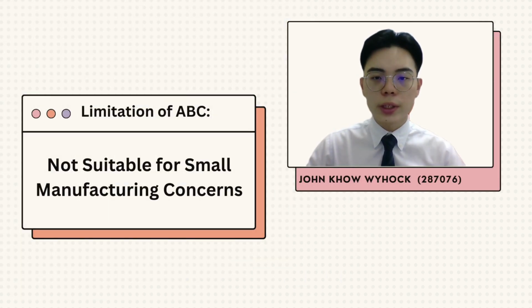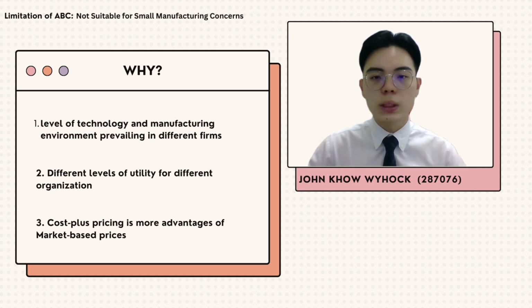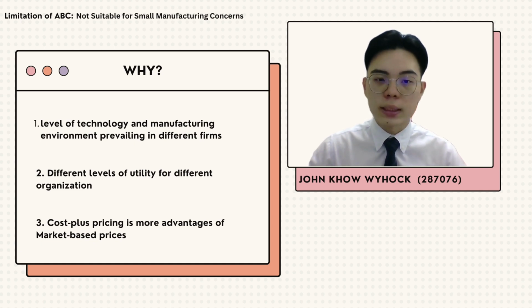My name is Jungko Aiho. Let me continue with the following limitation of activity-based costing system. The first limitation of ABC that I'll introduce here is that ABC system is not suitable for small manufacturing concerns. The reason why I would say so is because of the level of technology and manufacturing environment prevailing in different firms, and it will also affect the application of ABC.